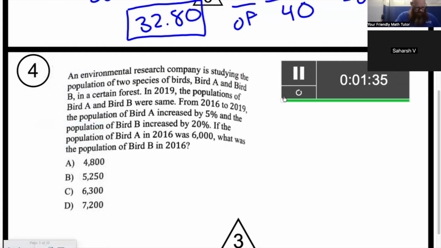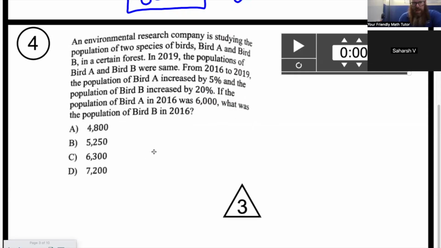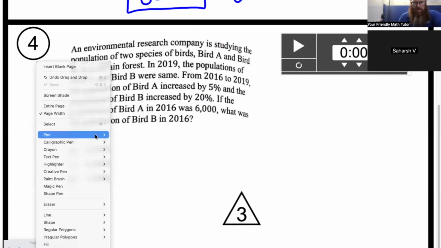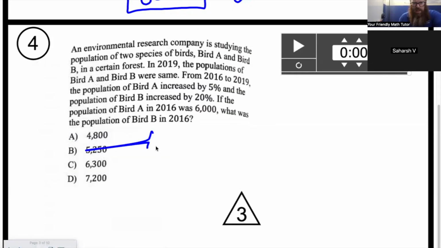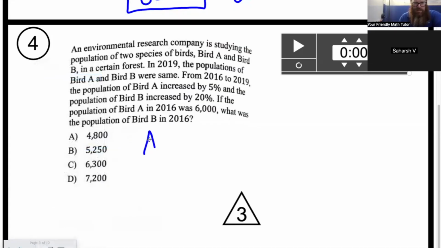All right, let's move on to number 4. So this one we've got to stay a little bit organized because we have a couple different things going on here. We have the population of bird A and bird B, and then we have 2016 and 2019. So we want to keep track of all those.